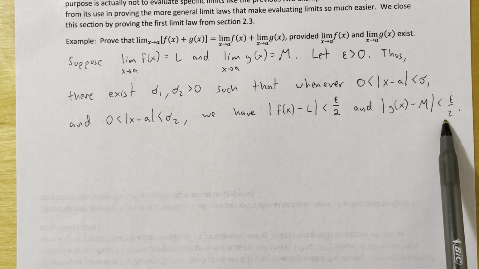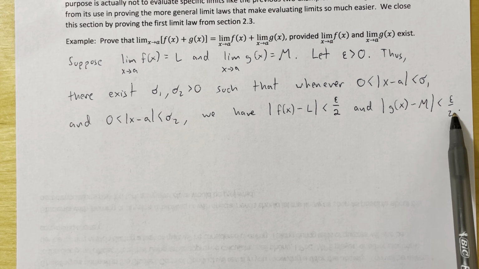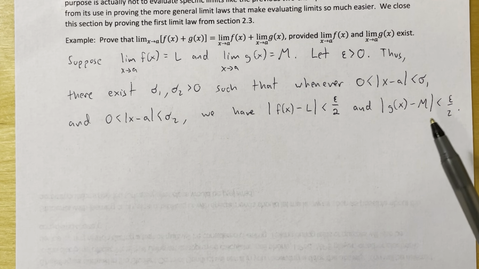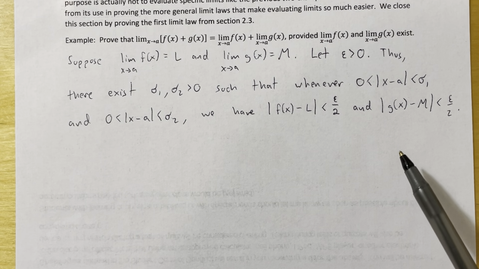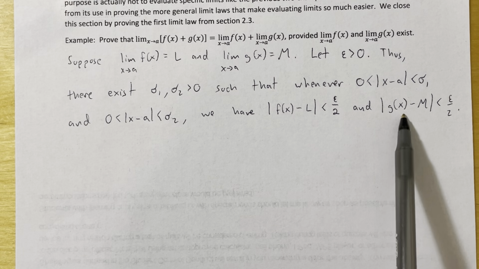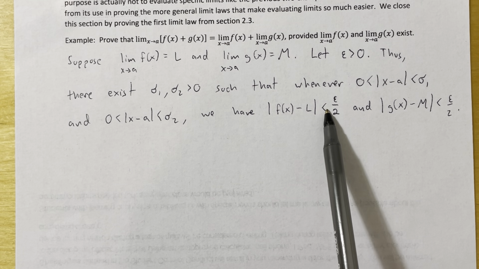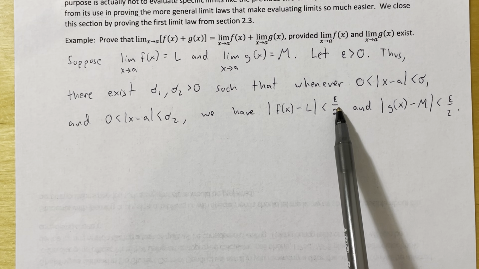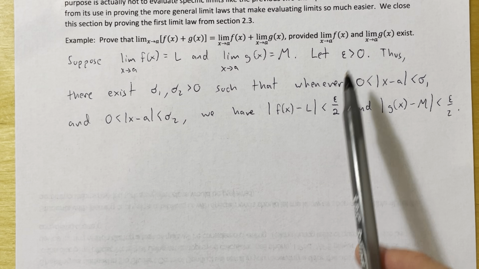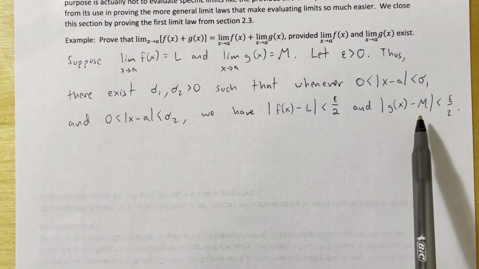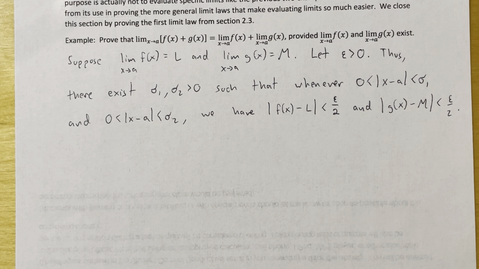Now, the other probably puzzling thing is why I'm using epsilon over 2 here. Well, first of all, the statement of the precise definition of the limit says that this inequality has to be possible. We have to make this inequality true for any positive number that I could put here. If epsilon is positive, then so is epsilon over 2. Okay, but still, why am I using epsilon over 2? Well, that's going to become clear in the next step.